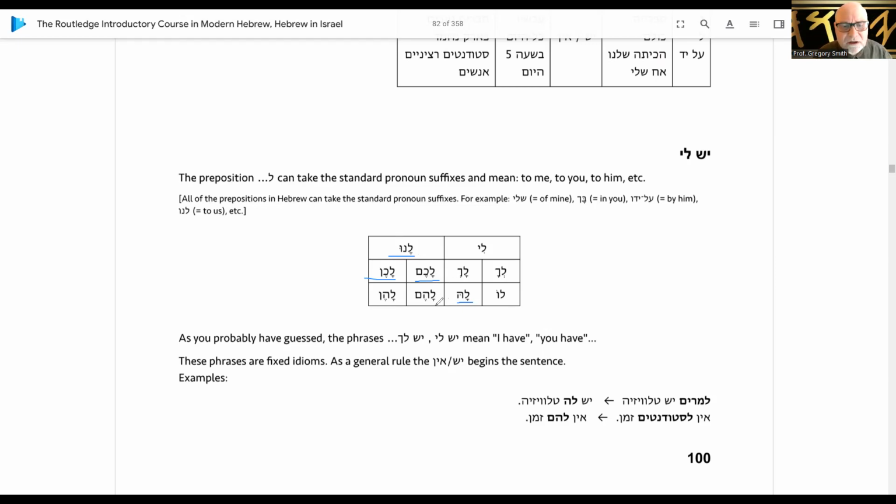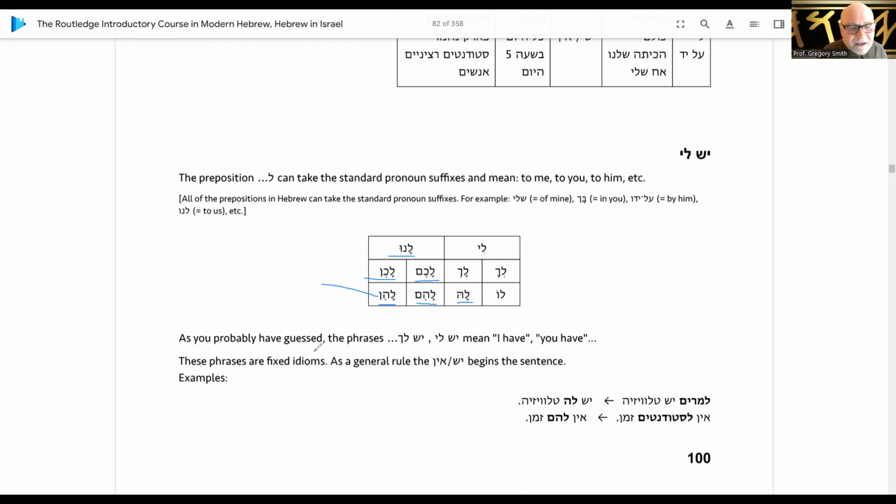Then we have lahem would be to them. That's the third person, to them. Would be like out nebulous somewhere, to them. That would be mixed plural, masculine or feminine. And then you have lahen would be to them, all women. Because remember, the nun sofit signifies femininity. It signifies the female version of the pronoun, to them.